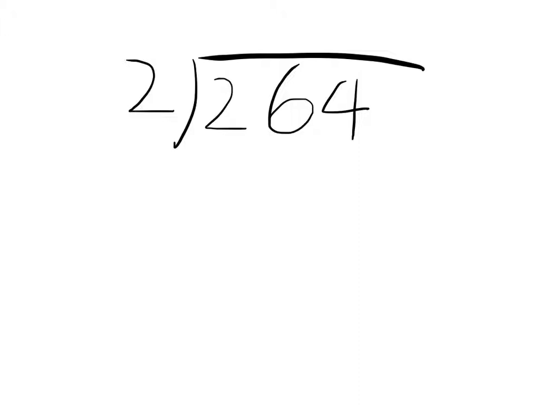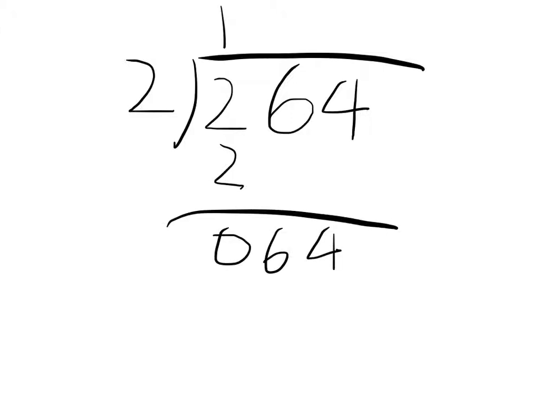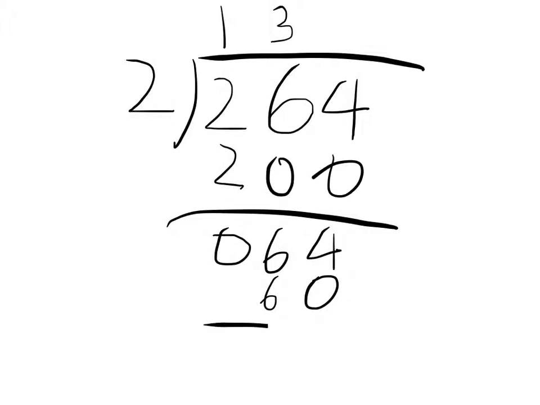Okay, so have you solved the problem? Let's go through it together. So first, divide, then multiply, then subtract, then bring down. Divide, multiply, subtract, bring down. Divide, multiply, subtract, bring down. And we have finished our little tiny division problem right here, and the answer is 132.